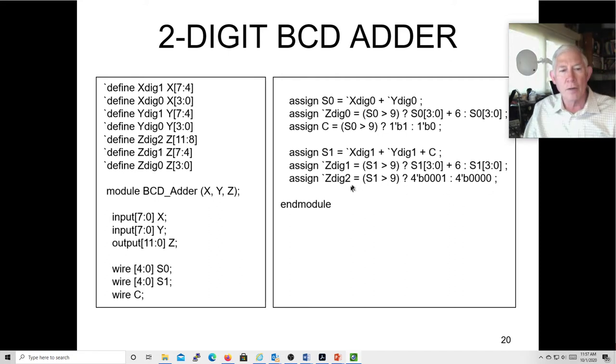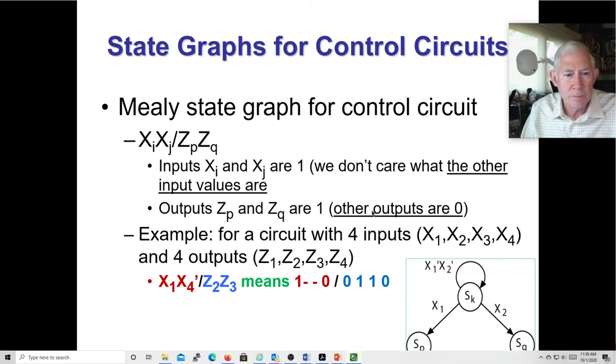And then we assign to the first digit the sum here. And then to the second digit, we assign, if S1 is greater than 9, then we assign that to be a 1. Or sorry, this is the third digit. The first digit's here, first nibble there, dig 0, z dig 1, z dig 2. So our three-digit output: our low-order digit, our middle digit, and our high-order digit. Our higher digit is only going to be a 1 or a 0. And then we're done.